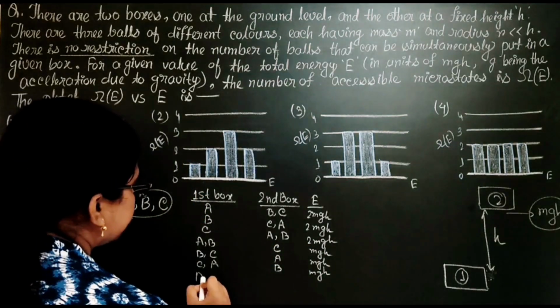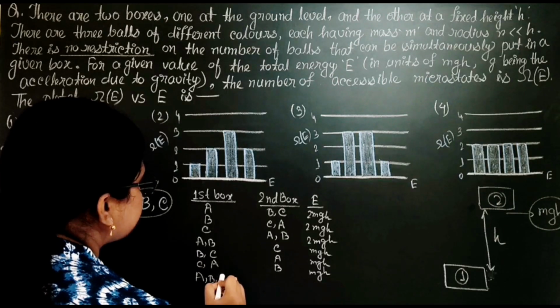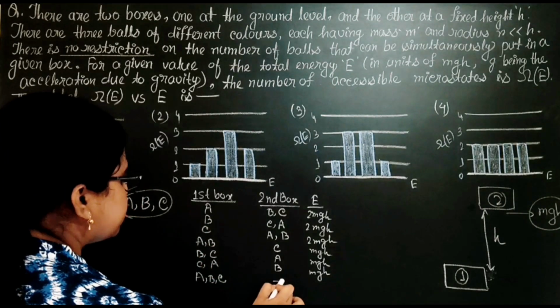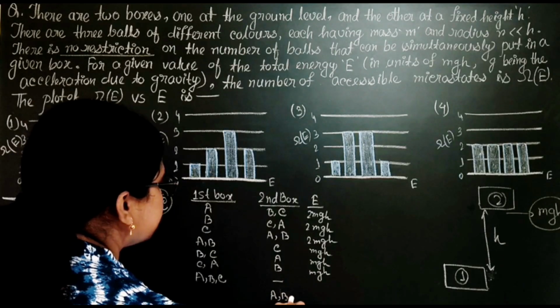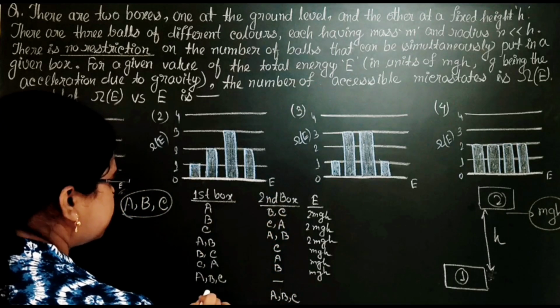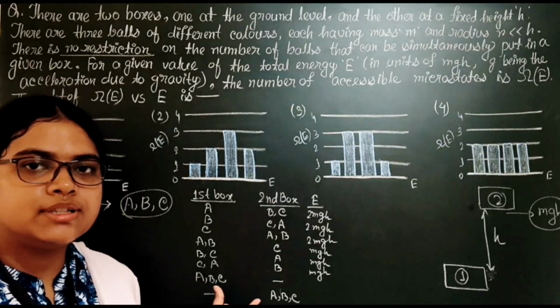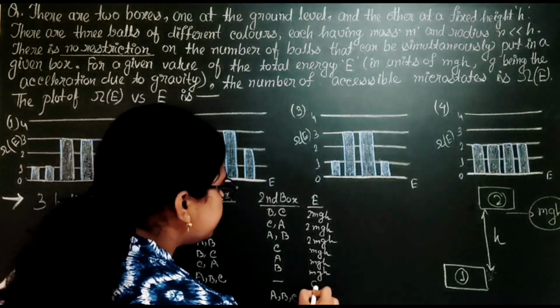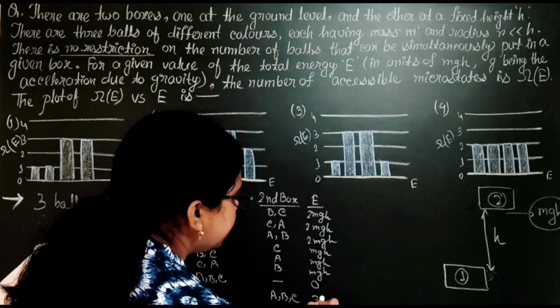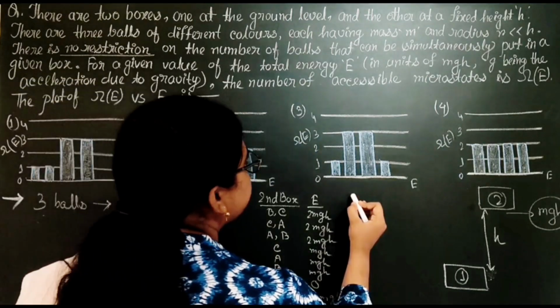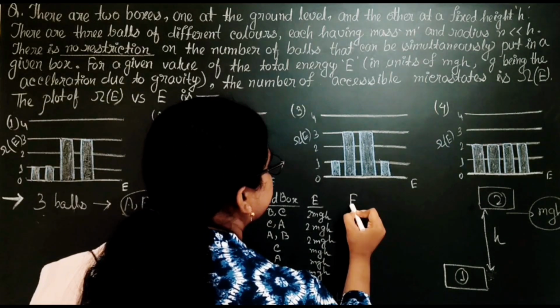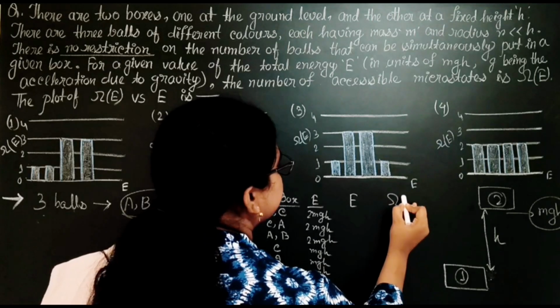Now you can put all three balls in the first box and you can put all three balls in the second box. So for this case, as all three balls are at ground level, the energy will be 0, and for this case it will be 3 mgh.